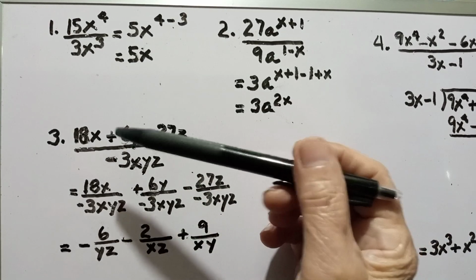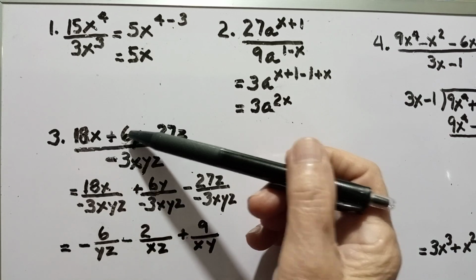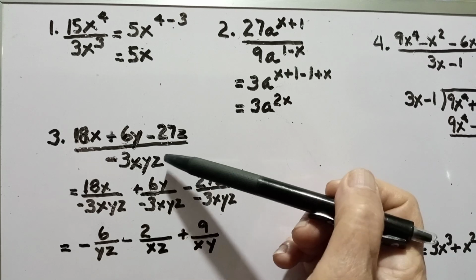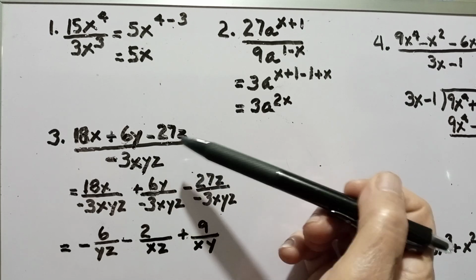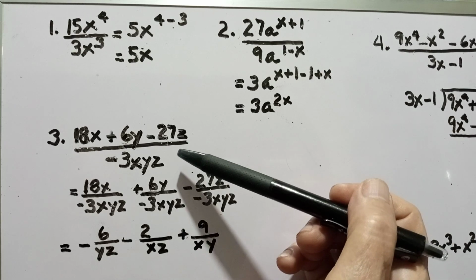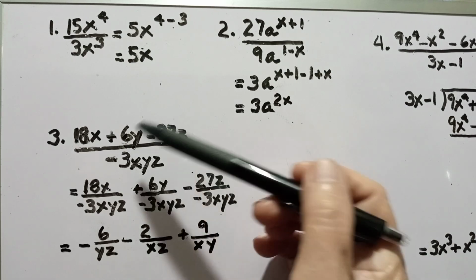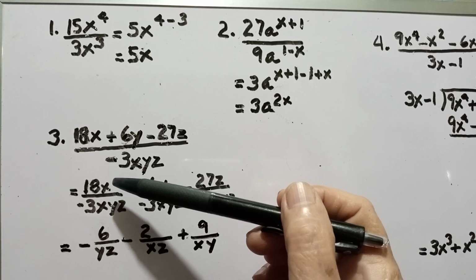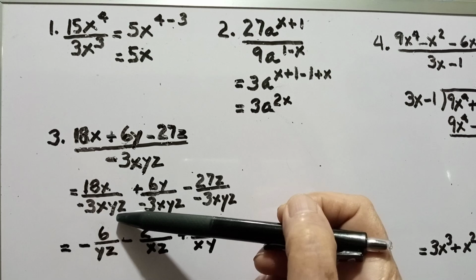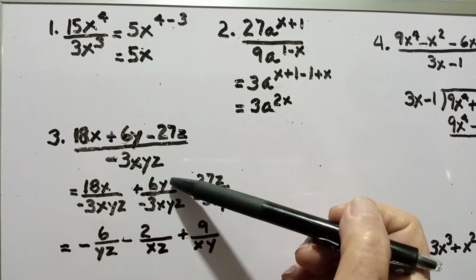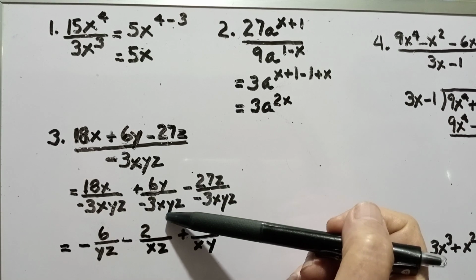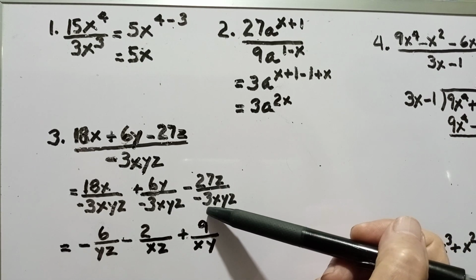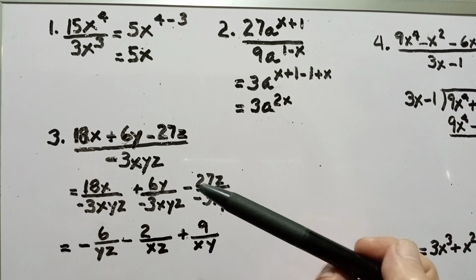We have 18x plus 6y minus 27z divided by minus 3xyz. Now, to divide this, we have to distribute the terms in the numerator. That's why we have 18x over minus 3xyz, then plus 6y over minus 3xyz, minus 27z over minus 3xyz. So, let's divide.